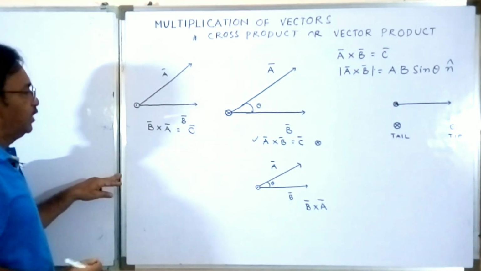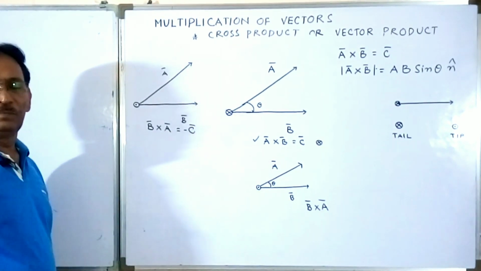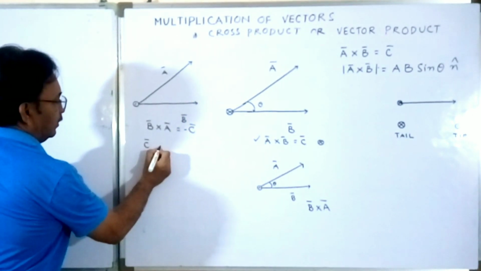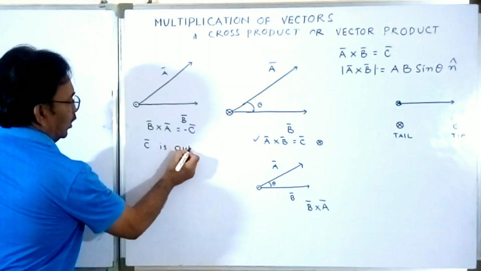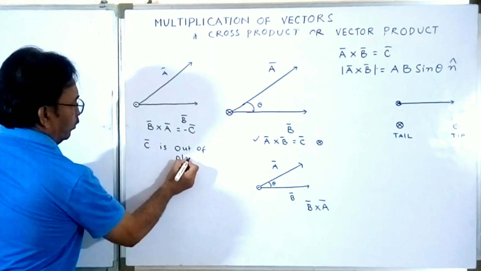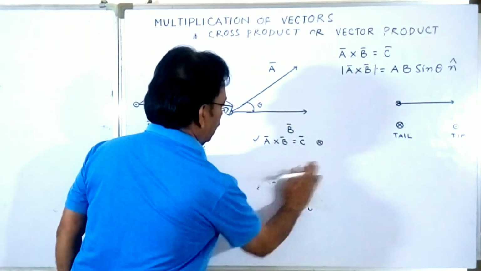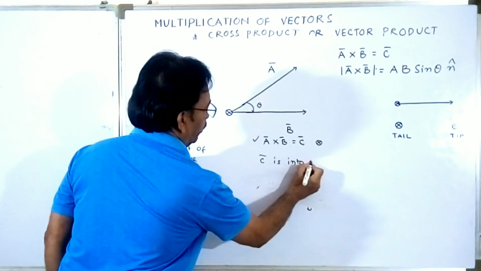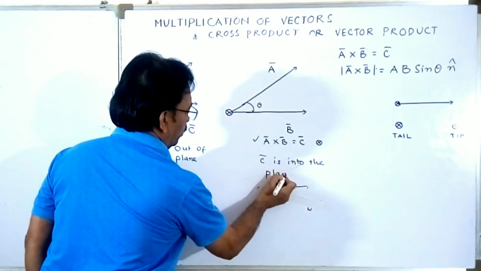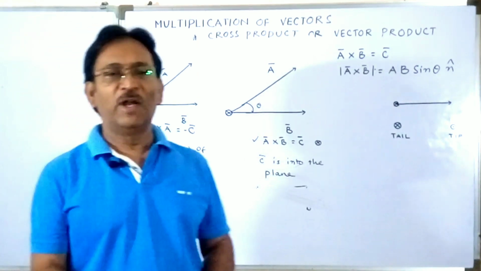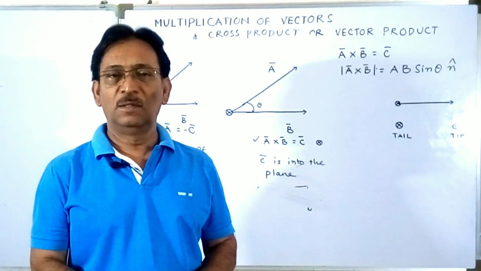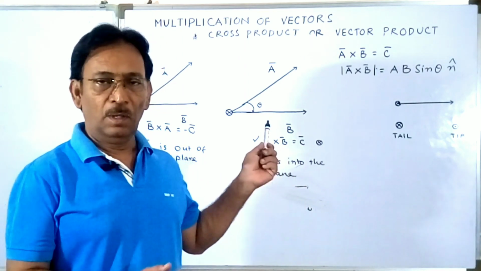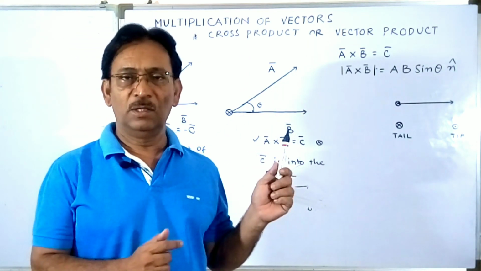But see, the direction has been changed. I have to write it as minus C bar. Here, the resultant C bar is out of plane. And here, C bar is into the plane. It is the way to find out the direction of the two vectors which are multiplied in cross product method or vector product method.